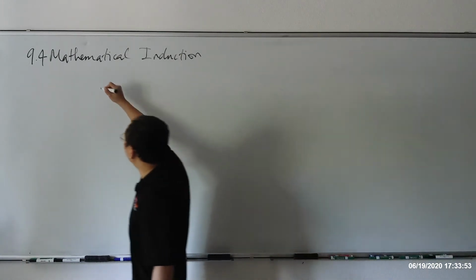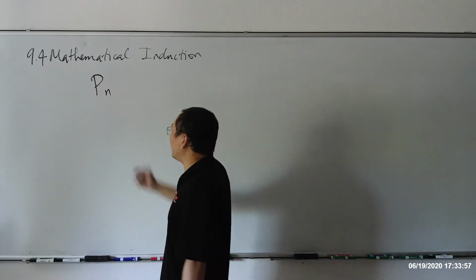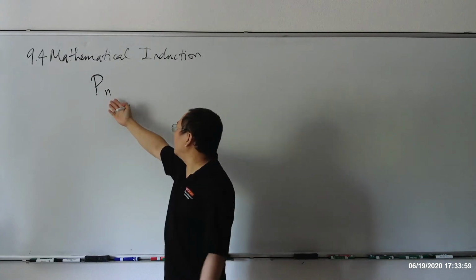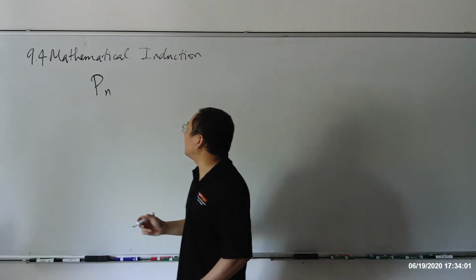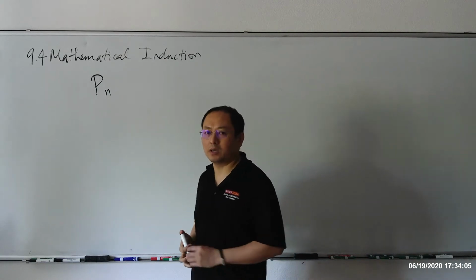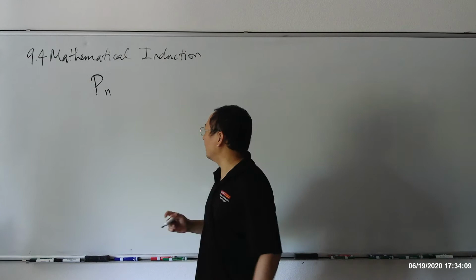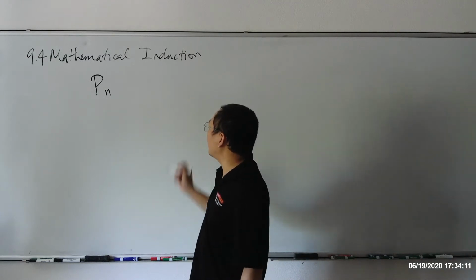So say you want to prove that Pn is true for all n. How do you prove the statement of anything, right? P and n is a counting number. Pn is true for all n means what? P1 is true, P2 is true, P3 is true, P4 is true, P5 is true. Any n is true. So how do you prove it's true for all n using math induction?